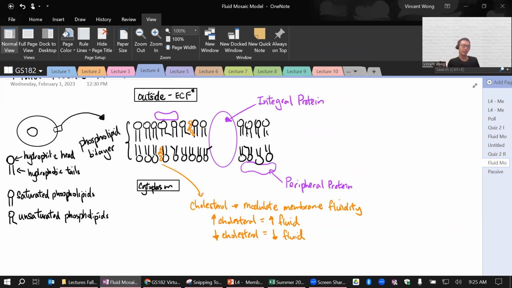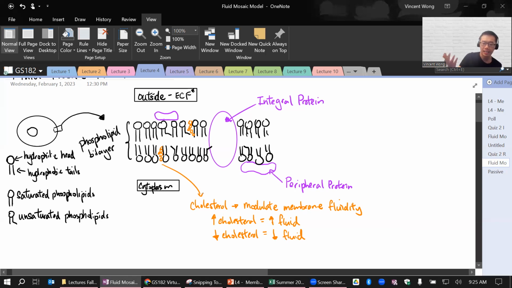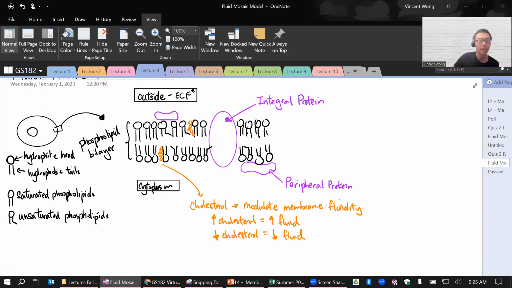So I have a question for you guys, since you don't have a question for me. If a membrane wants to be more fluid, if you want to increase the fluidity of a membrane, sure, you can have more cholesterol. But which one of these do you need more of? Do you need more saturated fat to make it more fluid, or do you need more unsaturated fat to make it more fluid? Unsaturated. Okay, let's do a quick vote.